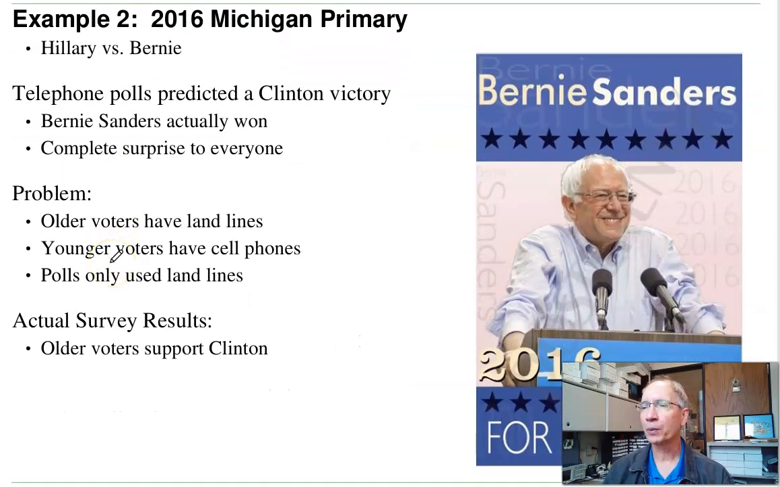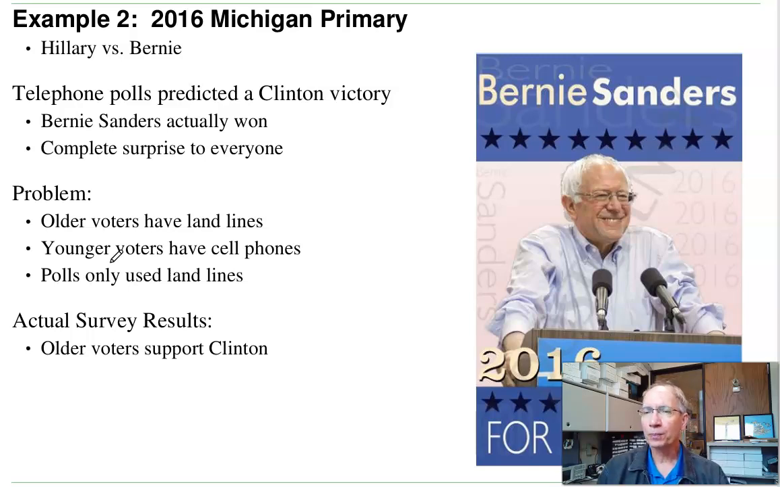Another example where polling got it wrong is the 2016 primary between Bernie Sanders and Hillary Clinton. Now, the polling up until the primary was predicting that Hillary Clinton was going to win. So the night of the election, Bernie Sanders left, went down to, I think it was North Carolina, to keep campaigning, and was kind of surprised when he found out that he actually won. In fact, he didn't even have a victory speech ready to go. That result surprised everyone, including the candidates.